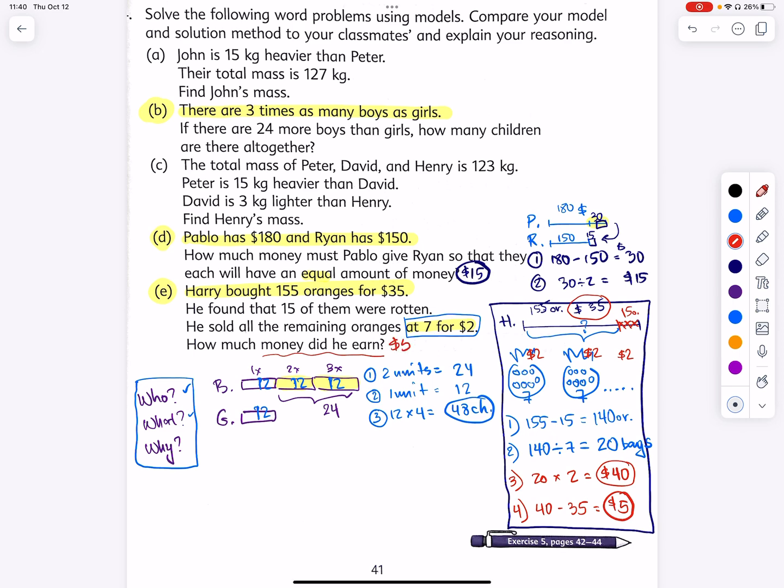Only $5. Not so much. Maybe next time he will do better. Maybe there will not be so many rotten oranges in his box. He made only $5.